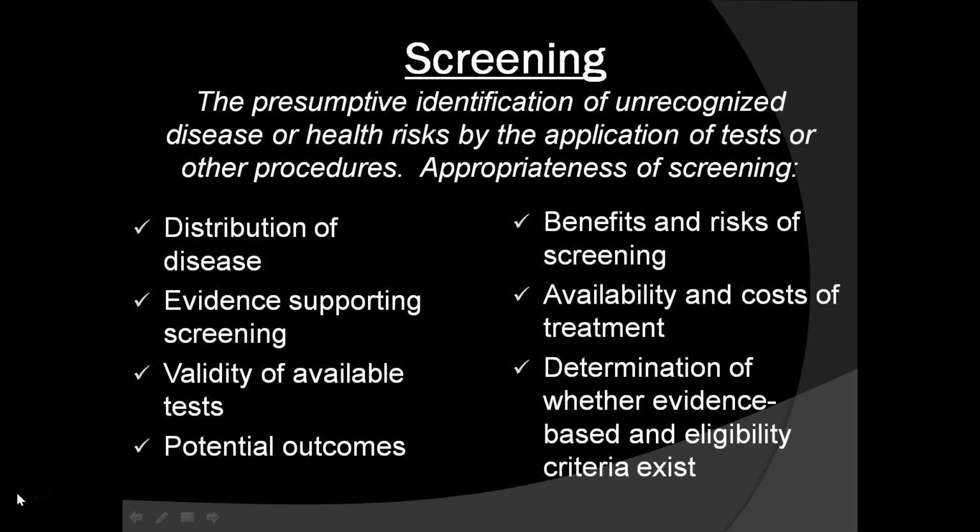Now, screening is a presumptive identification of unrecognized disease or health risks by the application of tests or other procedures. So there are a lot of appropriateness considerations for screenings: distribution of disease, evidence supporting screening, validity of available tests, potential outcomes, and these potential outcomes can be true positive, true negative, false negative, costs of unnecessary tests or unneeded care. So potential outcomes definitely help that. Benefits and risks of screening, availability and costs of treatment, and determinants of whether evidence-based and eligibility criteria actually exist.